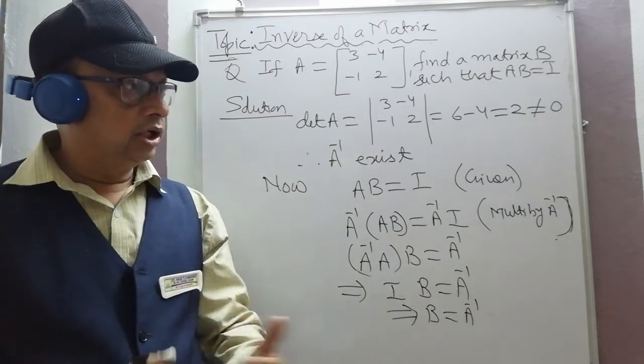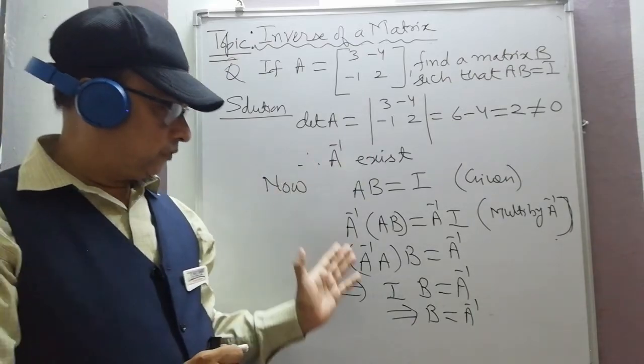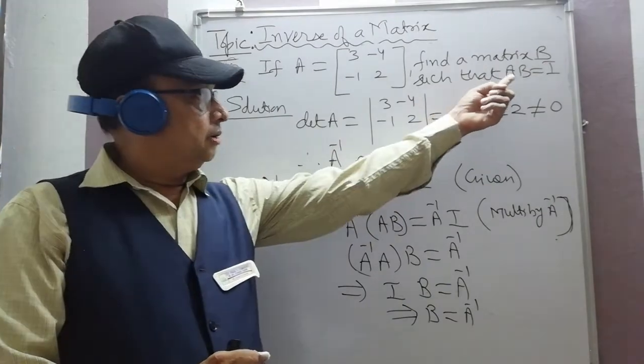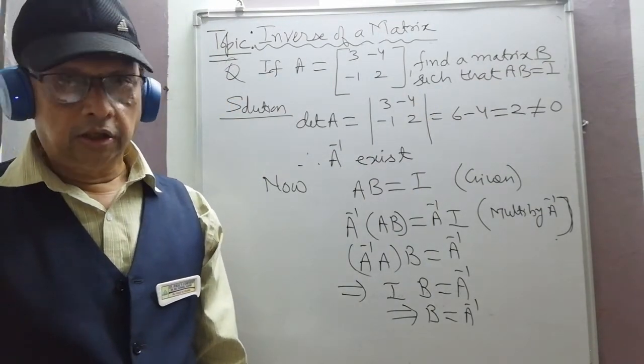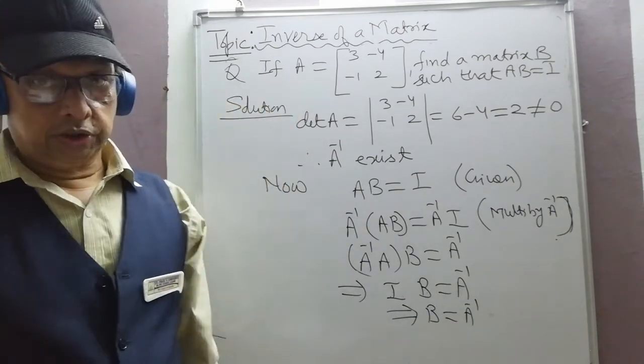There we are using the concept we have seen, the inverse. If we find A inverse, then automatically you will get the matrix B. Alright, so now I will find A inverse.